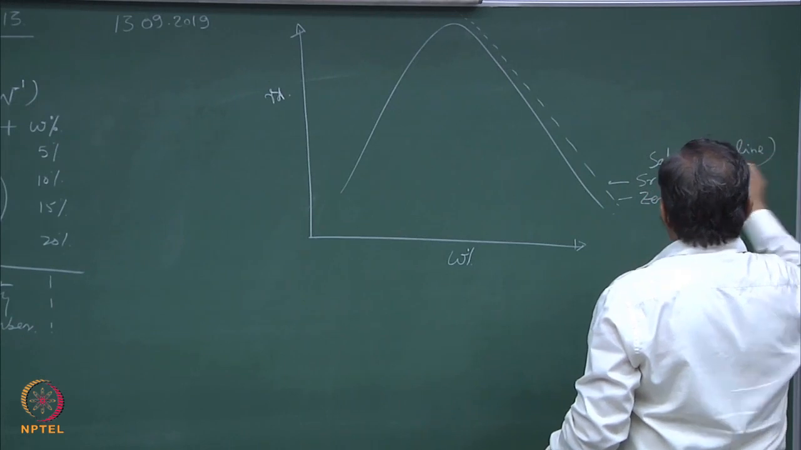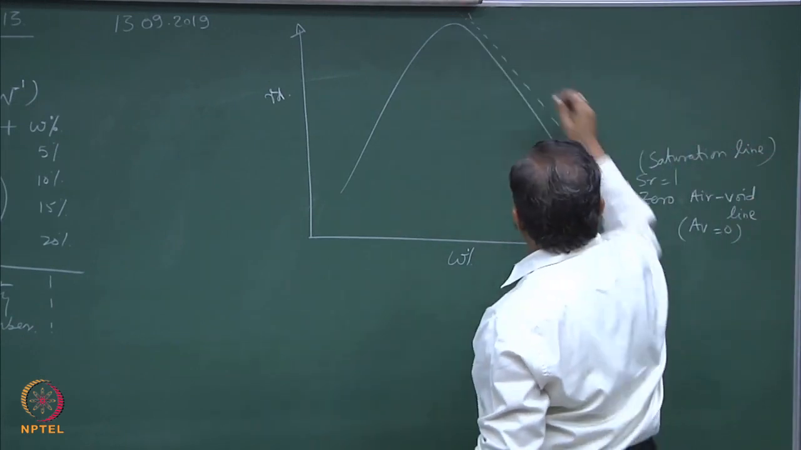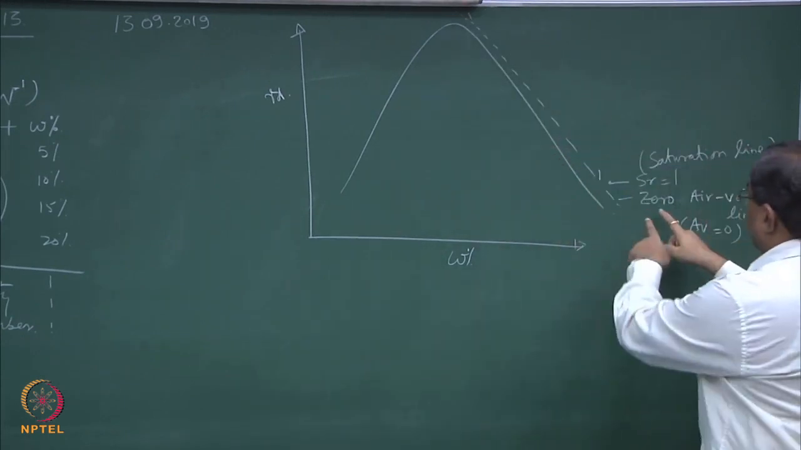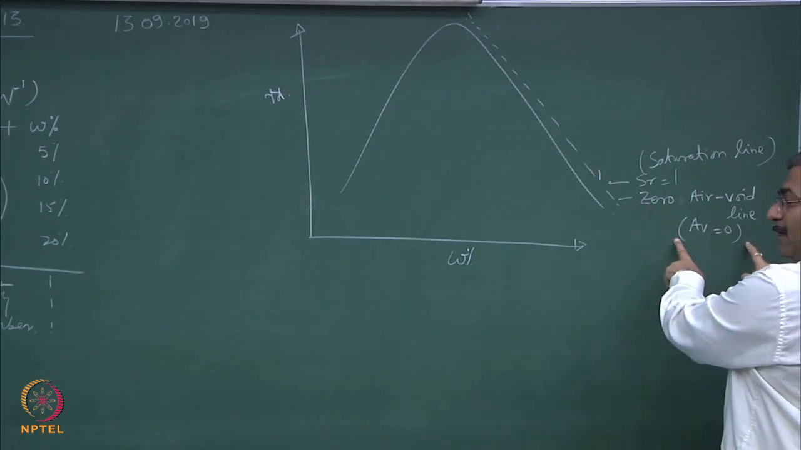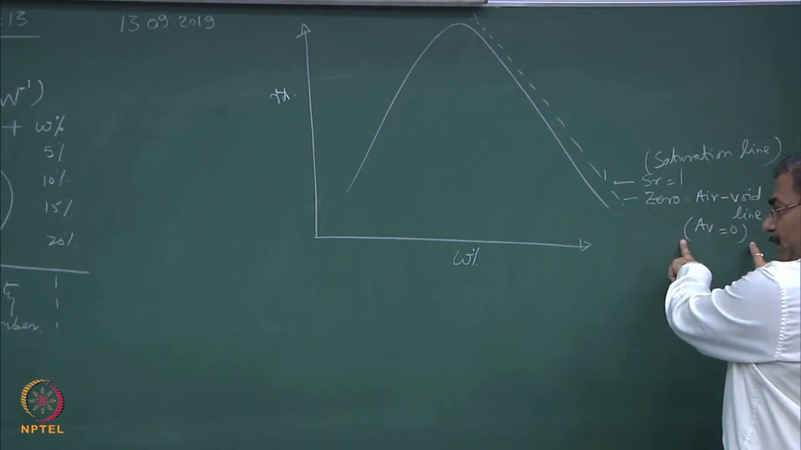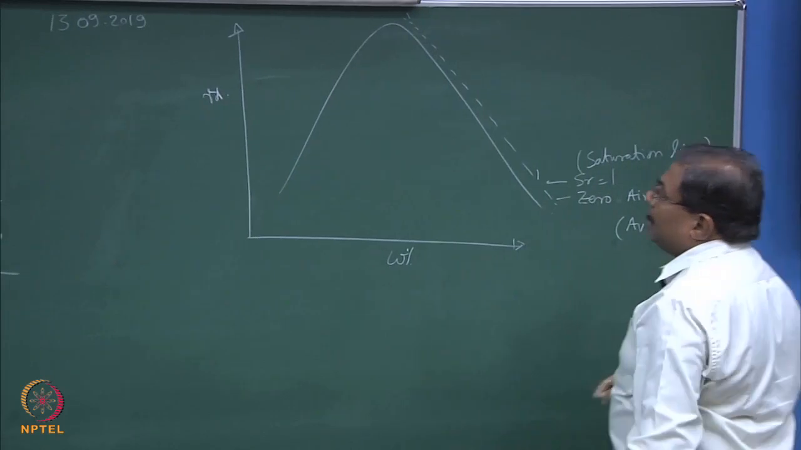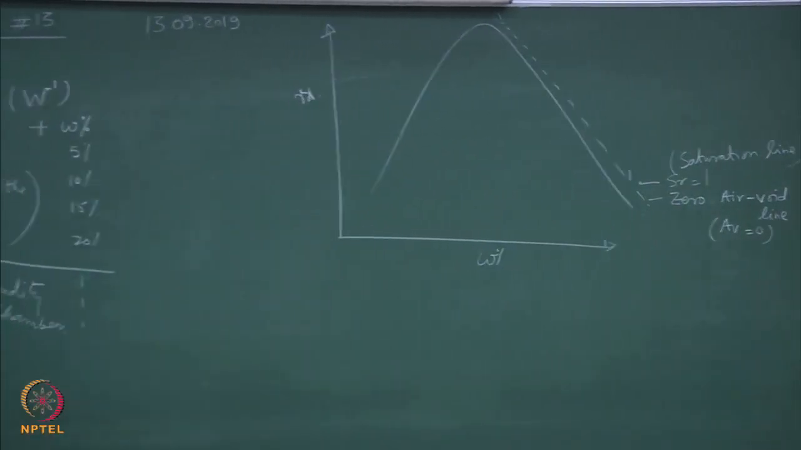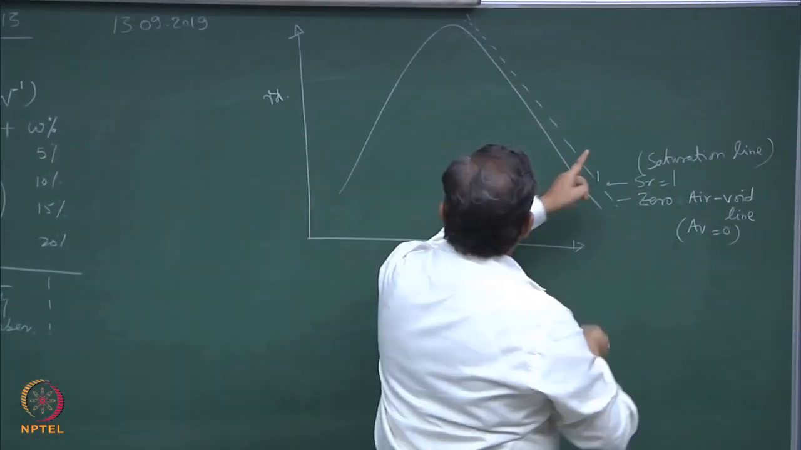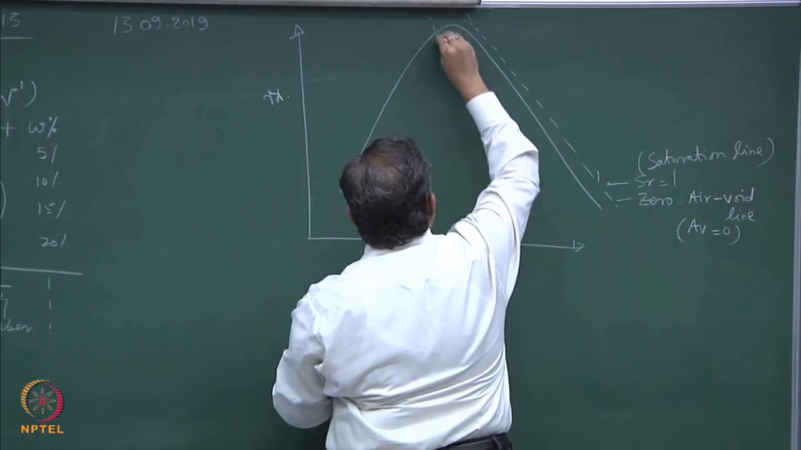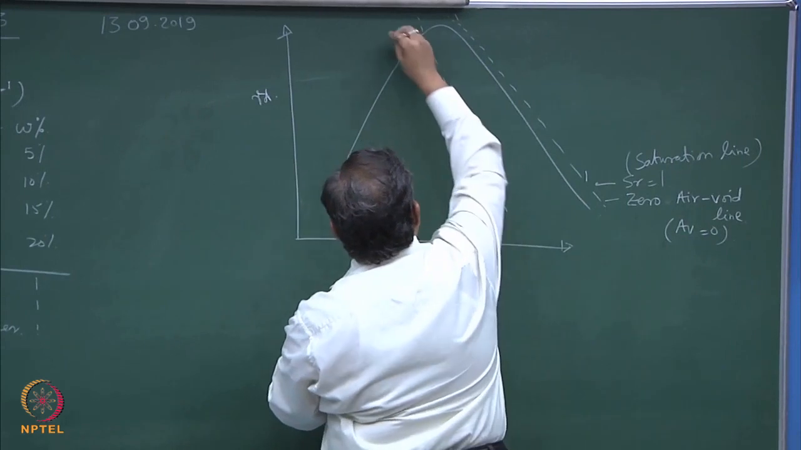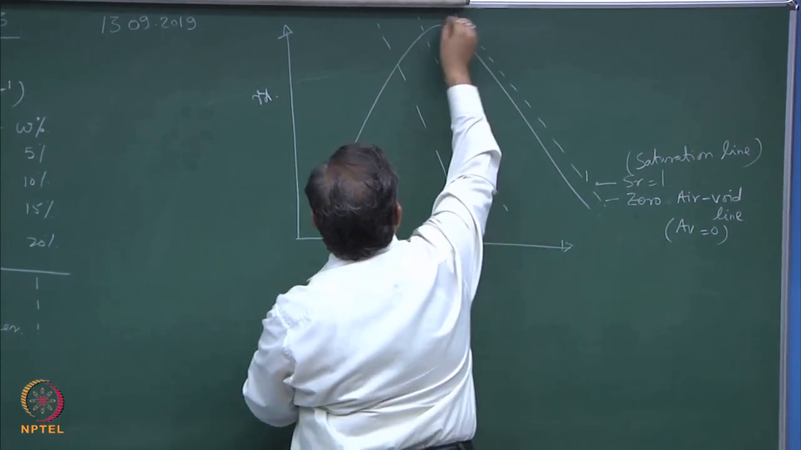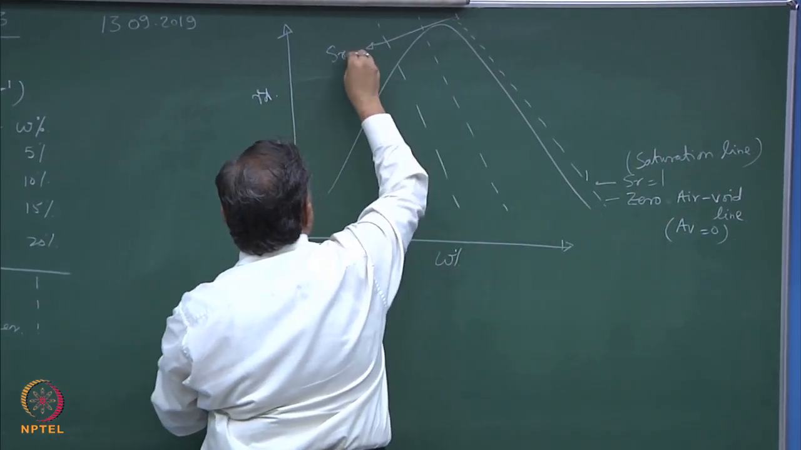So, if this line is the saturation line, let us say 1, 1, zero air voids would be AV equal to 0. Is this okay? Did you get the answer to your question? So, saturation is somewhere here. If I draw a line which is like this, these are the contours of saturation.